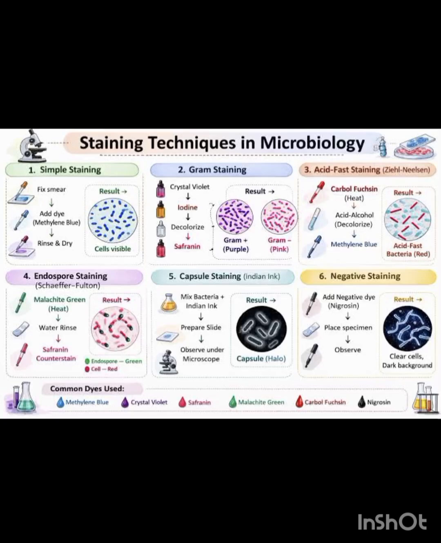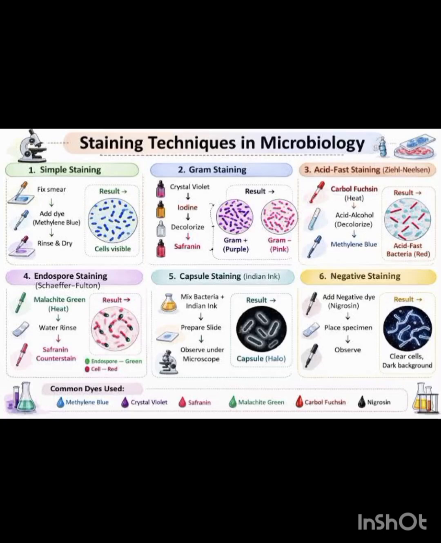Endospore staining, for this purpose malachite green dye will be used, and then heat fix, then rinse with water, and then counter stain with the safranin and observe under the microscope. Endospore will appear green in color. And capsule staining, for this purpose mix the bacteria with the Indian ink and then prepare the slide and observe under the microscope. Capsule will appear as a halo.